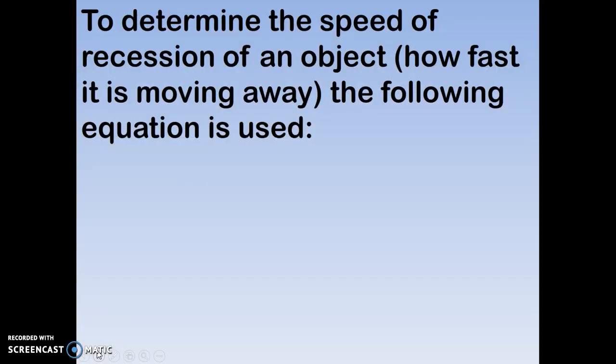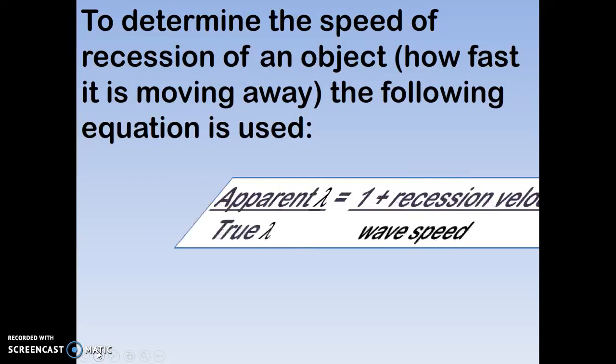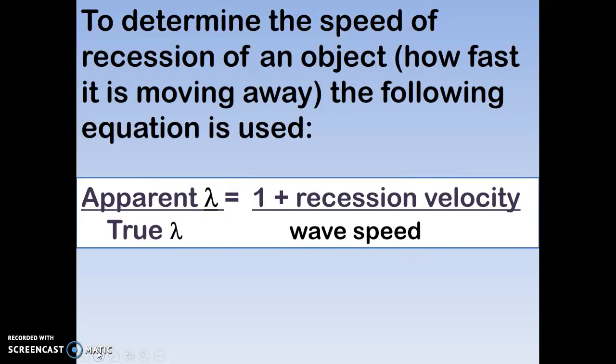To determine the speed of recession of an object, that is how fast it's going away from us, we use this whole big equation here. Guess what? We're not using that at the high school level right now. It's nice to know how they do it, but I'm not going to throw any questions like that in the test at you. Apparent wavelength divided by the true wavelength equals 1 plus the recession velocity, and that's what you solve for, times the true wave speed.